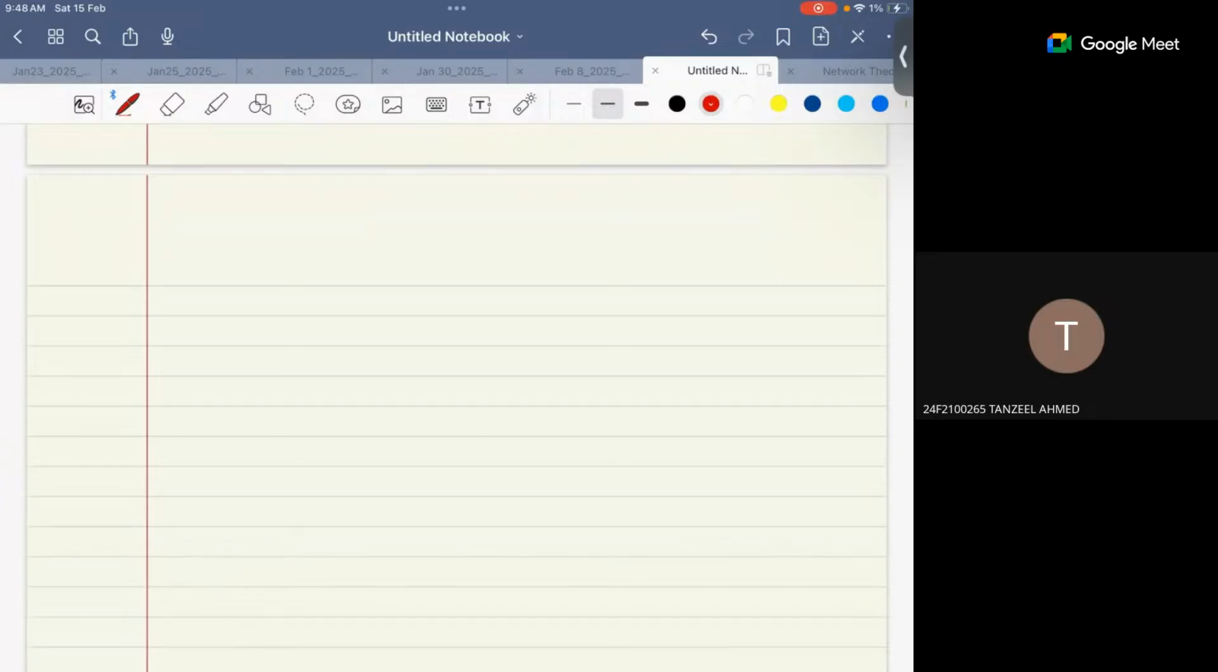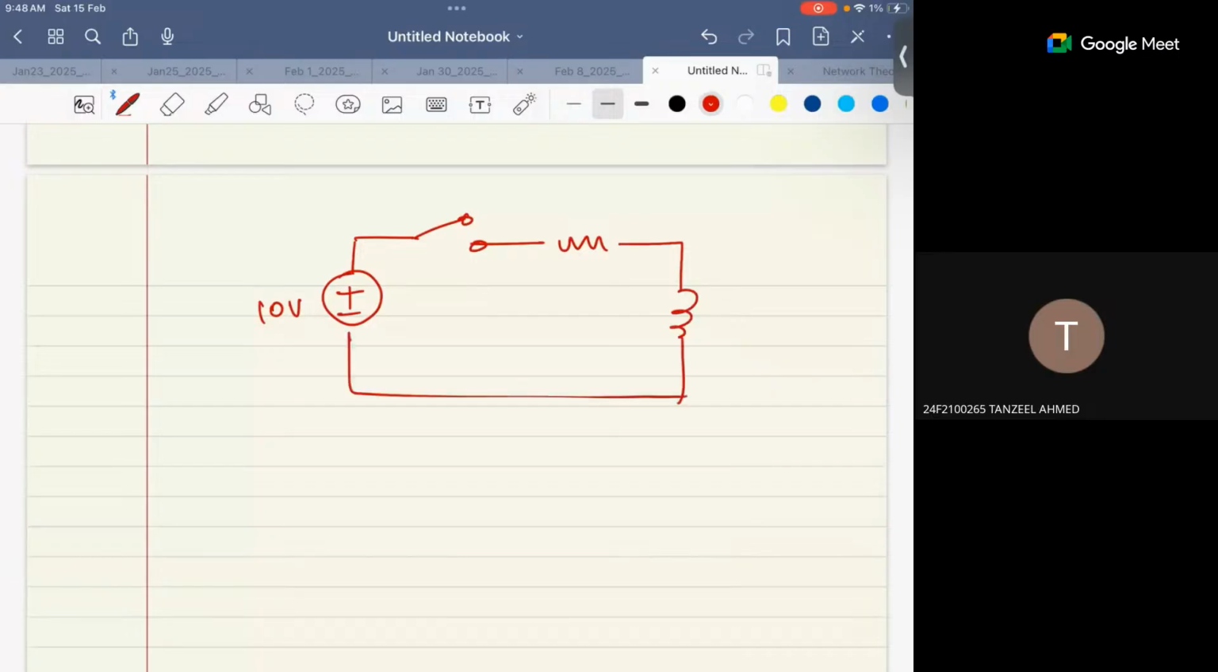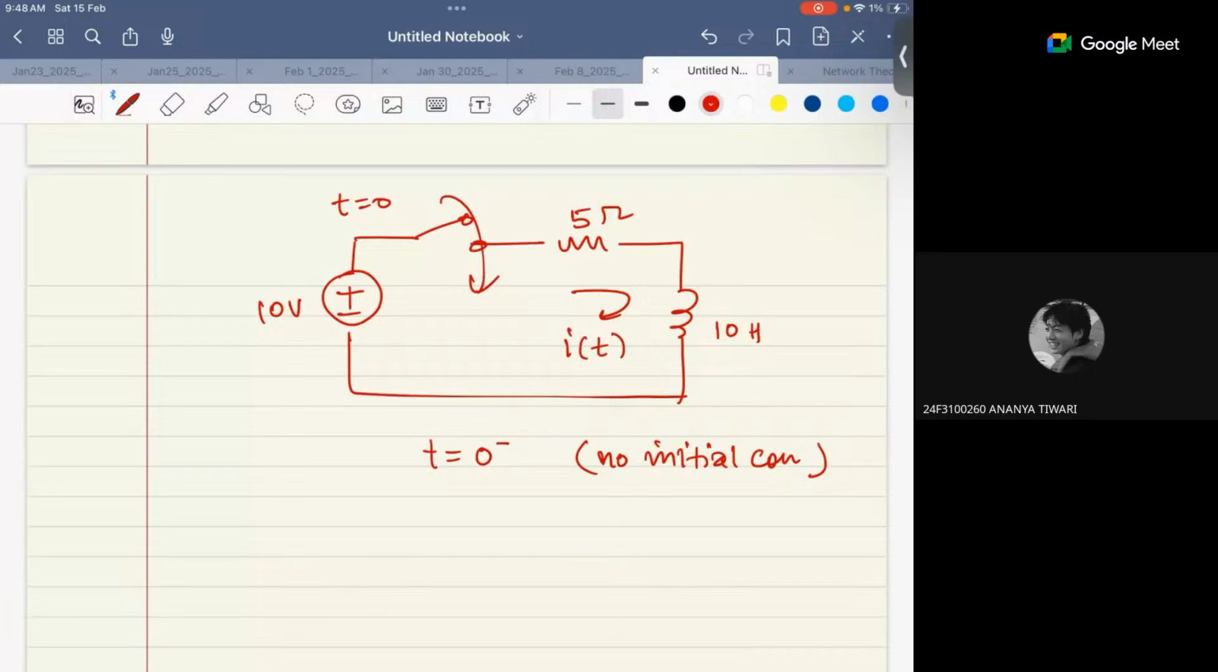Let's see the first question that is there, that is pretty simple, right? This is just a voltage source that has been given, 10 volt, and the switching condition has been given, and a resistance is there, and then an inductor is there, and you have been asked to calculate I(t), correct? And this is given at t equals to 0, the switch is closed. And you already know that if you want to analyze at t equals 0 minus, there won't be any current, right? So there is no initial condition. Yes, sir.